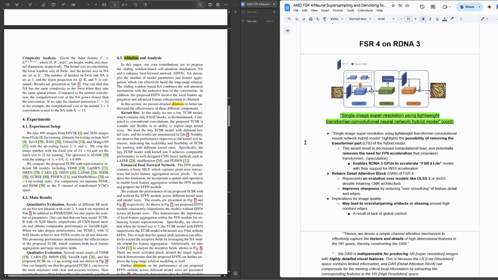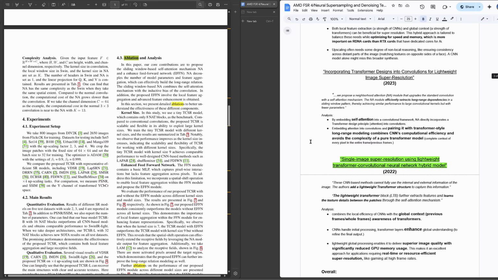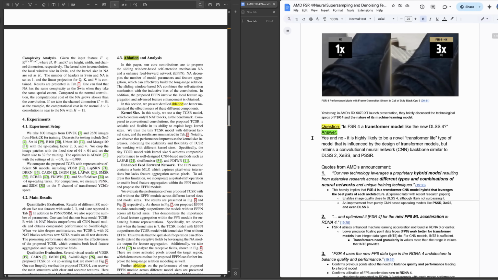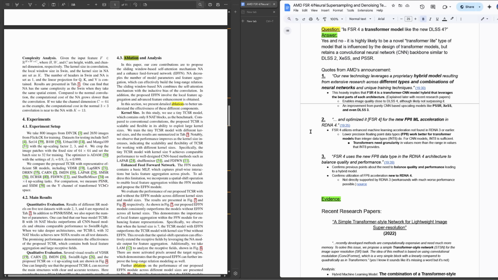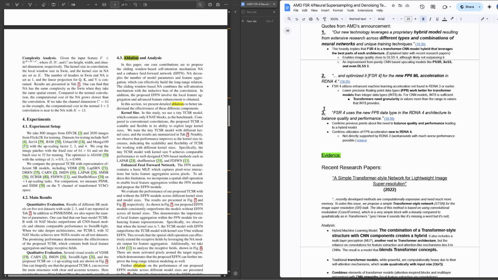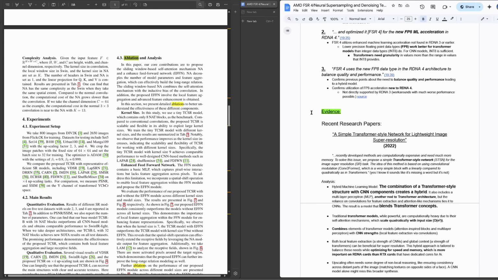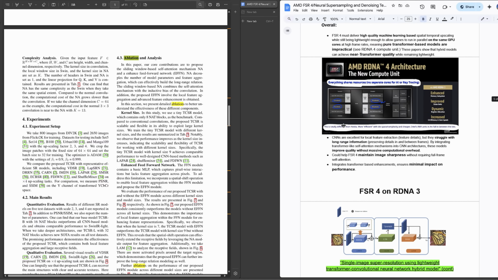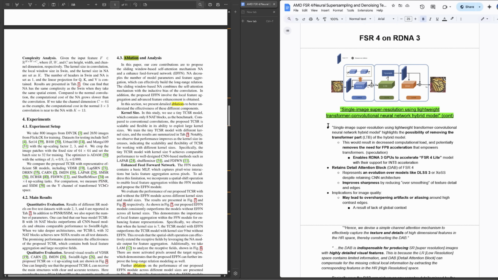Hey there, freaking nerds. A lot of people are upset that FSR 4 is only supposedly going to work on RDNA 4. At least so far, AMD is saying that FSR 4 utilizes the new features in RDNA 4, like the FP8 acceleration, and they're talking about it being exclusive to RDNA 4.